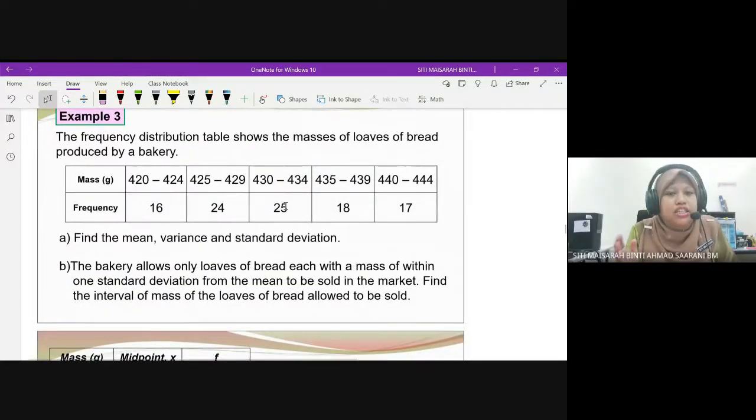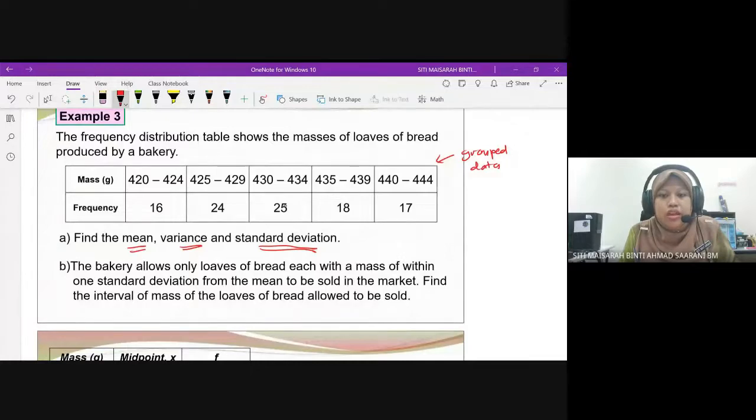The frequency distribution table shows the masses of loaf of bread produced by a bakery. So this is mass and frequency. So this is actually group data. Ni group data lah. For sure this is group data. Okay, bagi table dan dia punya ada interval. Soalan dia find the mean, variance and standard deviation. And question B, the bakery allows only loaf of bread each with a mass of within 1 standard deviation from the mean to be sold in the market. Find the interval of mass of the loaf bread allowed to be sold.